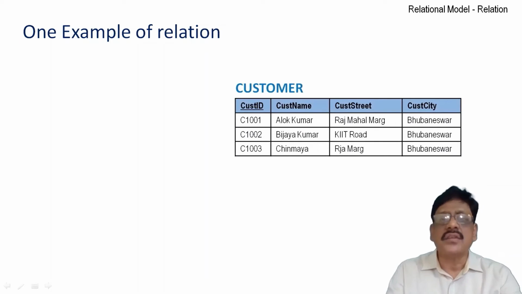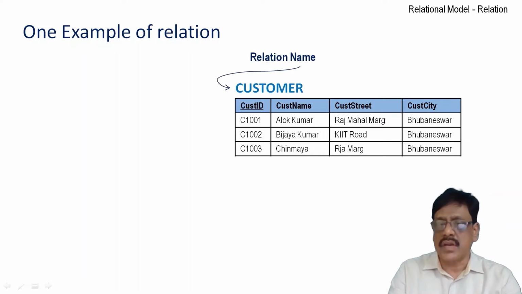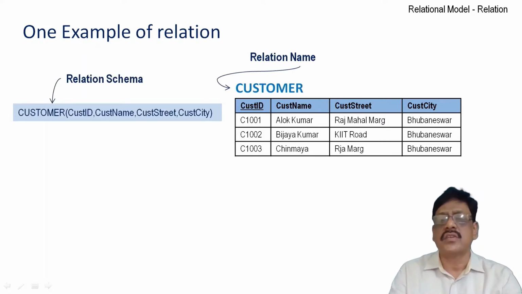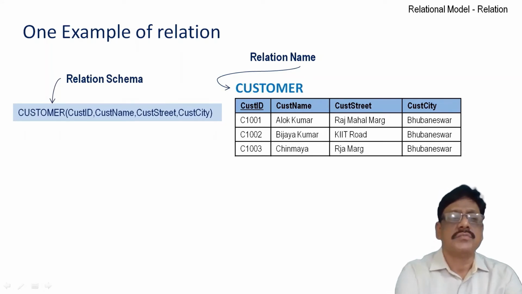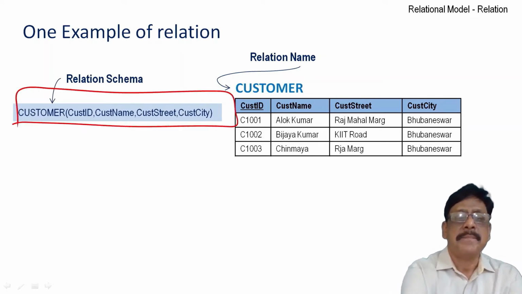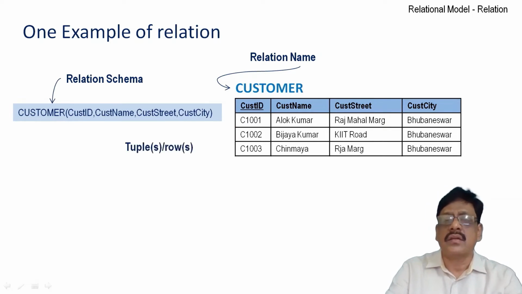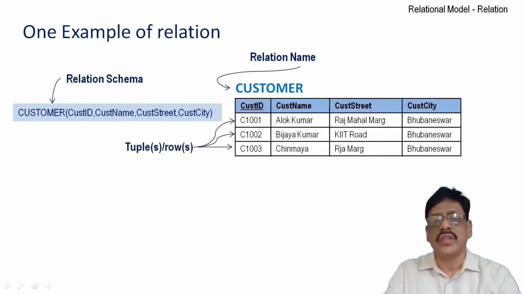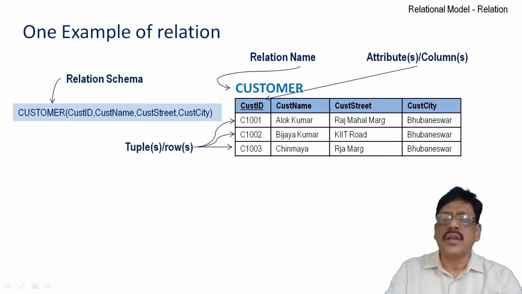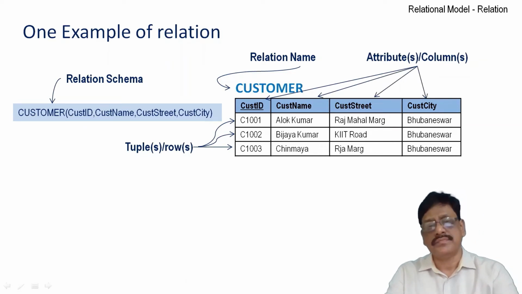One example of relation, let us take customer. Customer is a table, or it is called a relation, and the name of the relation is customer. The schema consists of customer ID, customer name, customer street, and customer city. This is called the customer schema. The number of tuples here is equal to 3, and the number of attributes are customer ID, customer name, street, and city, that is equal to 4.